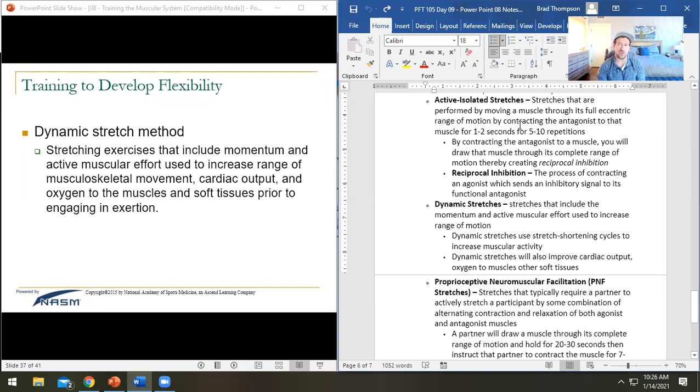So when we contract an antagonist muscle, your brain is designed, when you contract your biceps, to tell your triceps to relax. When you contract your triceps, it tells your biceps to relax.